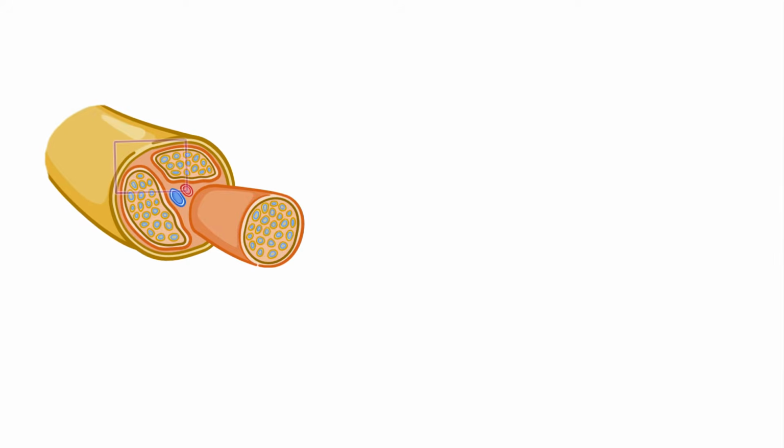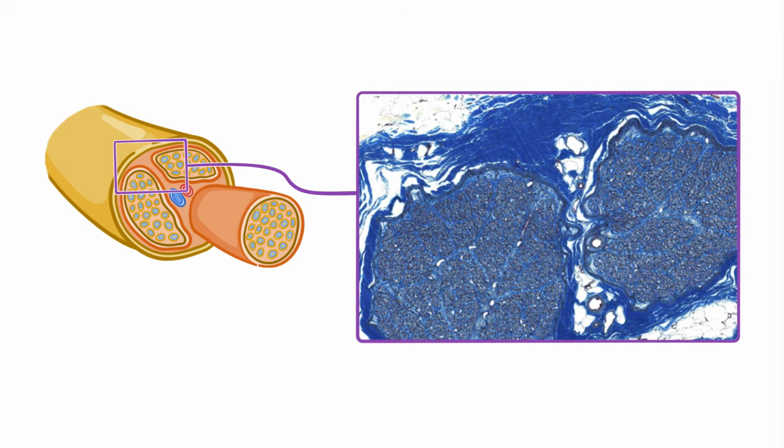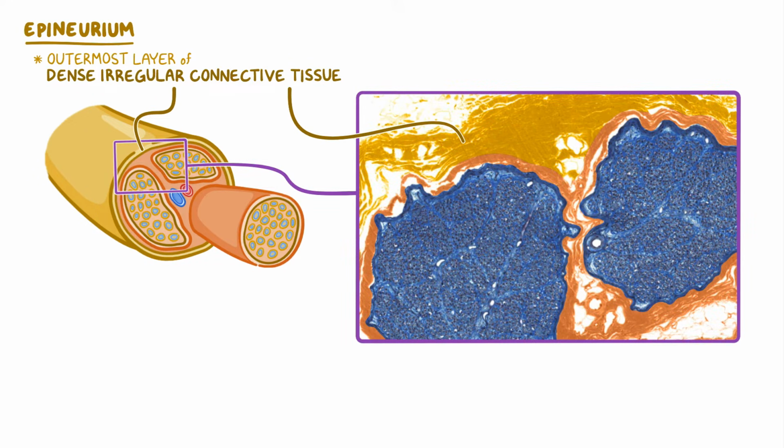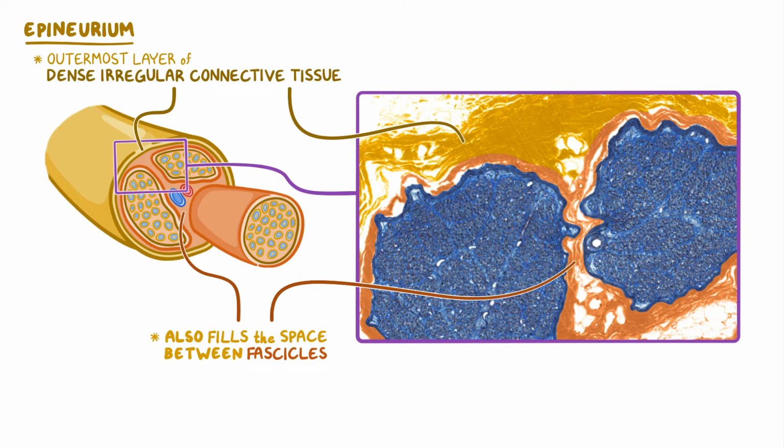Alright, if we take a look at the outer edge of the peripheral nerve, we can see the outermost layer of dense irregular connective tissue called the epineurium. The epineurium surrounds the entire nerve and also fills the space between fascicles in order to hold the fascicles together along with the blood vessels and loose connective tissue within the nerve.